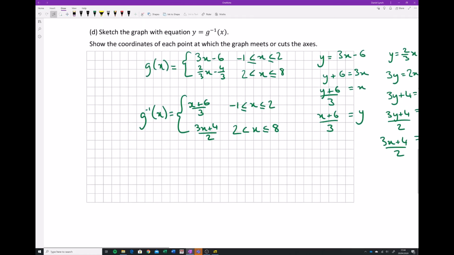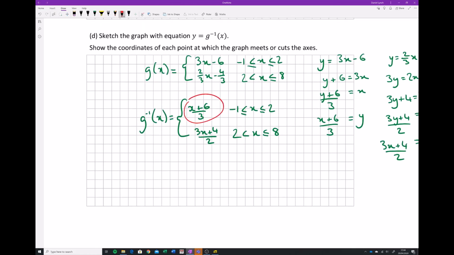The way it works on the left hand side we already have is this. What we'll be looking for, if something crosses the x-axis, we would say that y is 0. So you can say that 0 is equal to x plus 6 over 3. Multiply both sides by 3. You'll get 0 is equal to x plus 6. And x will be -6. So you'll get -6, 0. That's the other place where it crosses the axis, as far as I can tell of what they're asking.